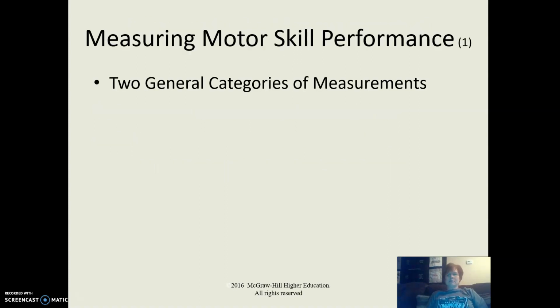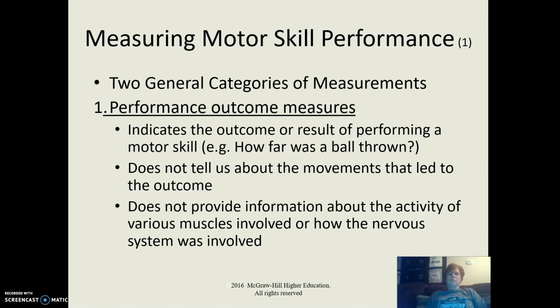When we look at measuring motor skills, basically we have two broad categories. The first one would be what we call performance outcome measures, and this is probably what you think of when you think about measuring motor skill performance. It might be an outcome or result of the motor skill performed. For instance, how far did you throw the ball? Or how fast did you run in 50 yards? It tells us about the end result.